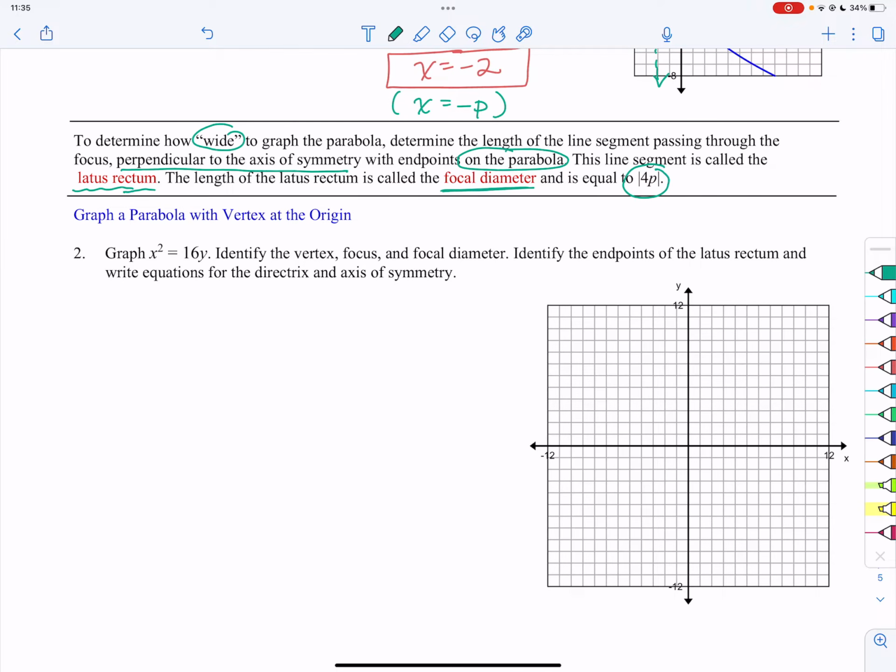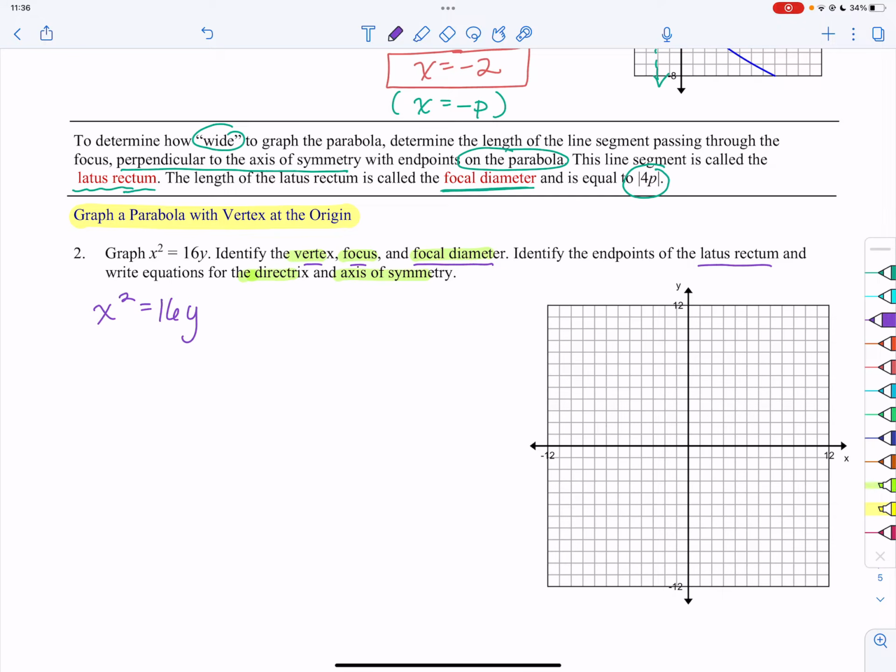So, to graph a parabola with a vertex at the origin, we're going to first try this example where we have x squared equals 16y. We're asked to identify the vertex, the focus, and the focal diameter. And that will help us identify the endpoints of the latus rectum and write equations for the directrix and the axis of symmetry. So we have a lot to do here.